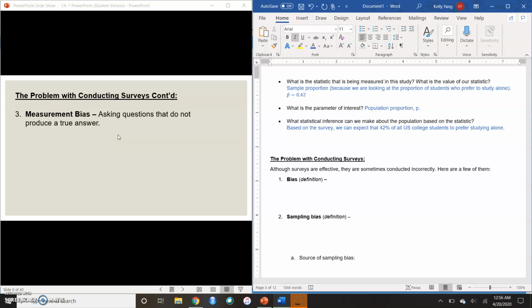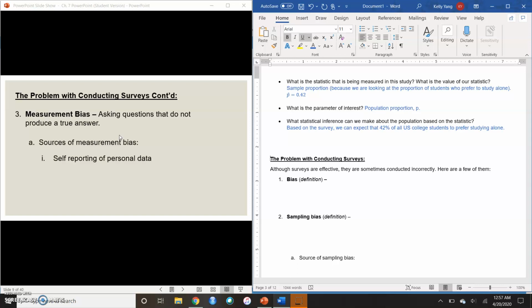Now the third problem with conducting surveys, or a subtype of bias, would be measurement bias. Measurement bias looks specifically at the structure of the survey, or how you're measuring the responses. So measurement bias would be asking questions that do not produce a true answer.